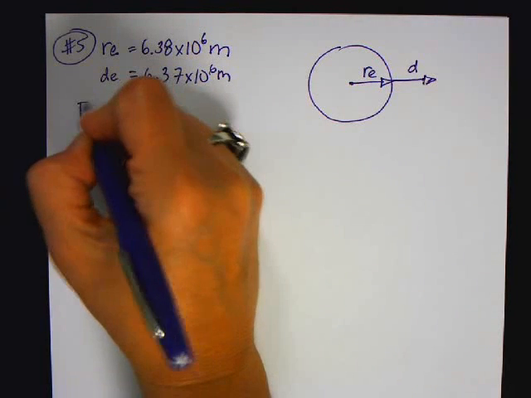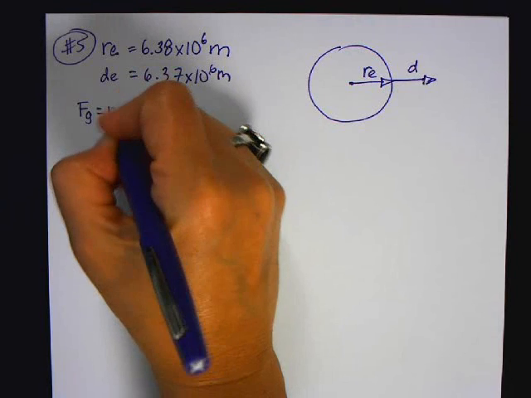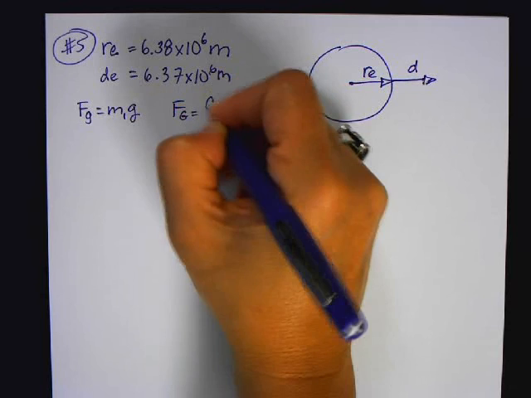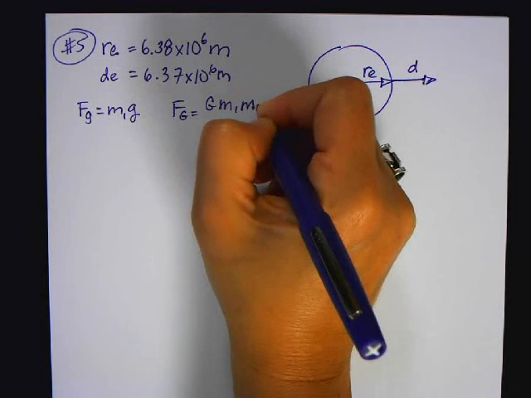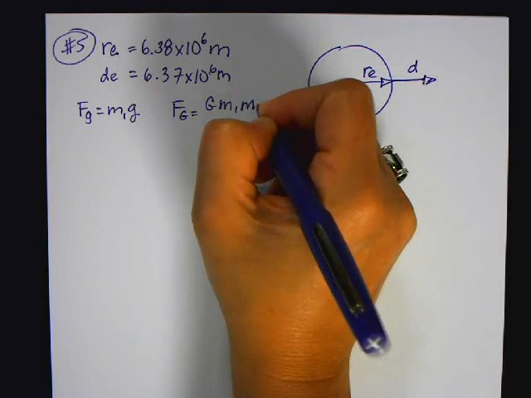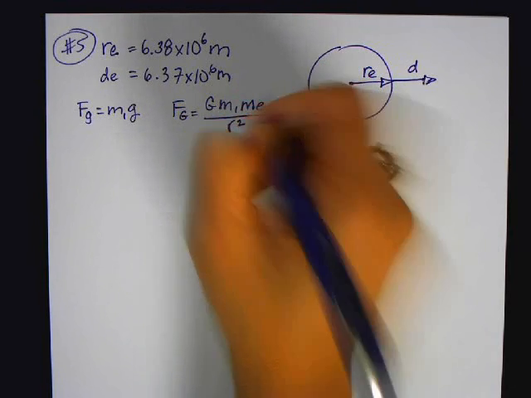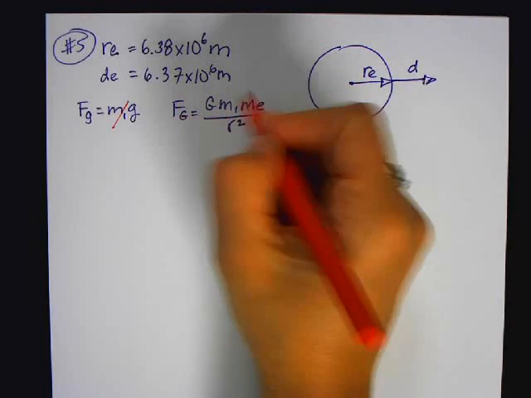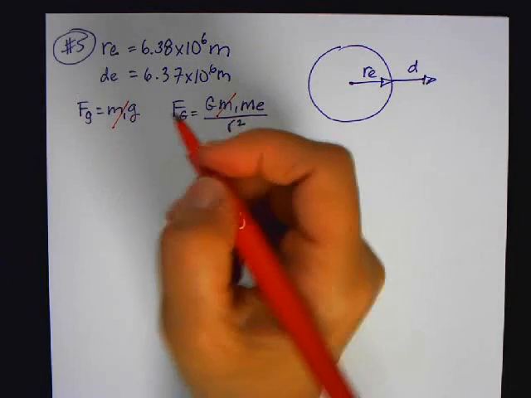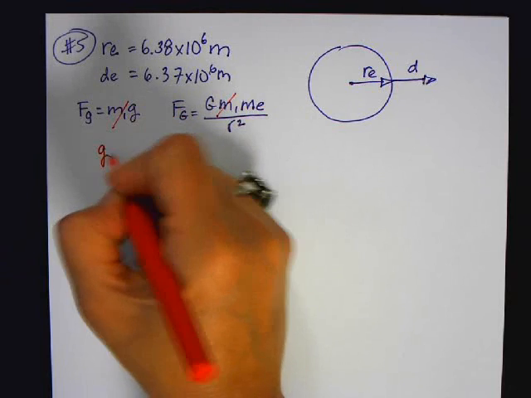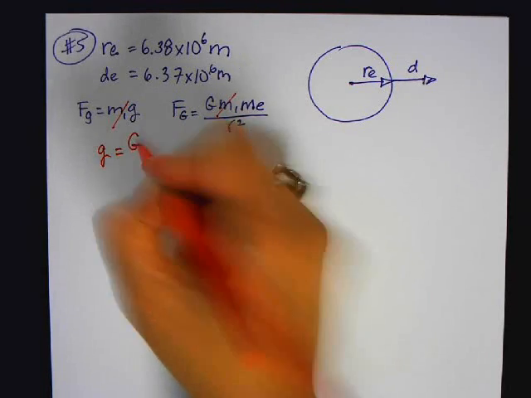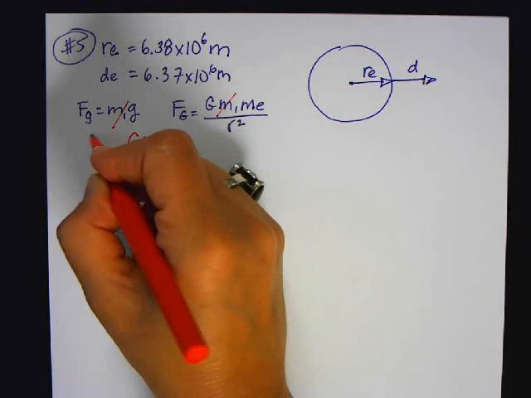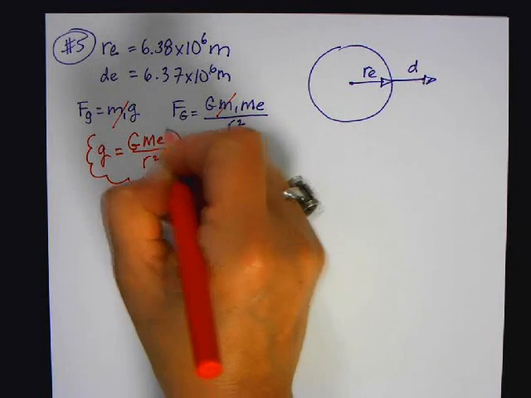So we know that weight is equal to mg. And we know that universal gravitation is big G, m1, m2, in this case, my object and the mass of the Earth, over the distance between them. If we set these two equal to each other, we see that little g is equal to big G, the mass of the Earth over the distance between them. So this is one of the equations that was in your notes.